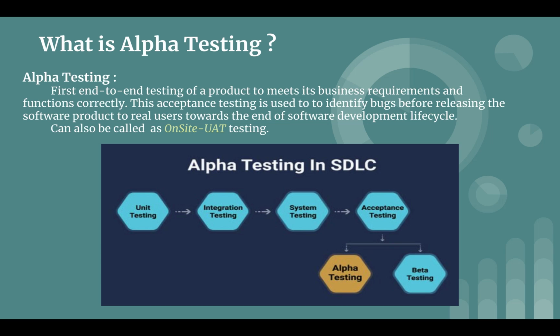Now, what is alpha testing? Alpha testing in the SDLC process starts after unit, integration and system testing. Alpha testing is the first phase where we validate and test all the end-to-end use cases of a customer and make sure that all the business requirements are covered properly. This testing helps us identify bugs before releasing to production.